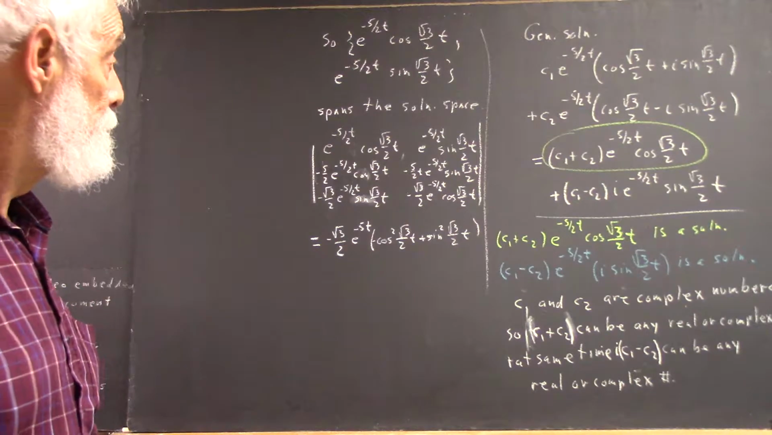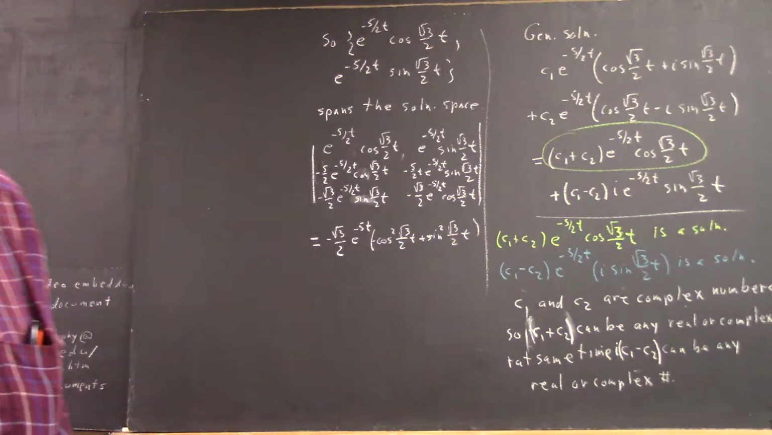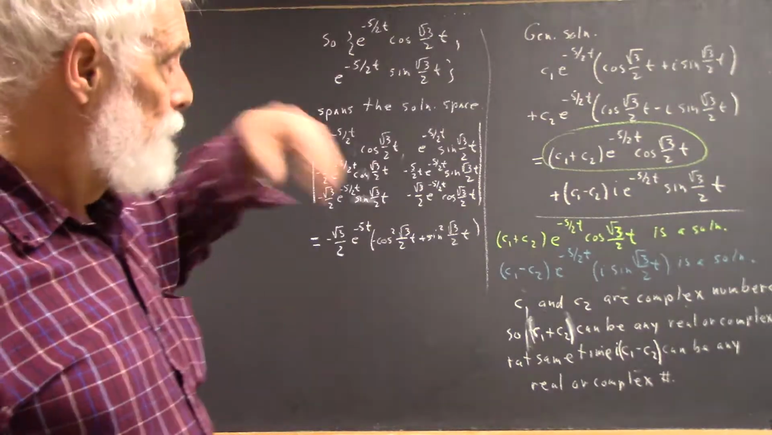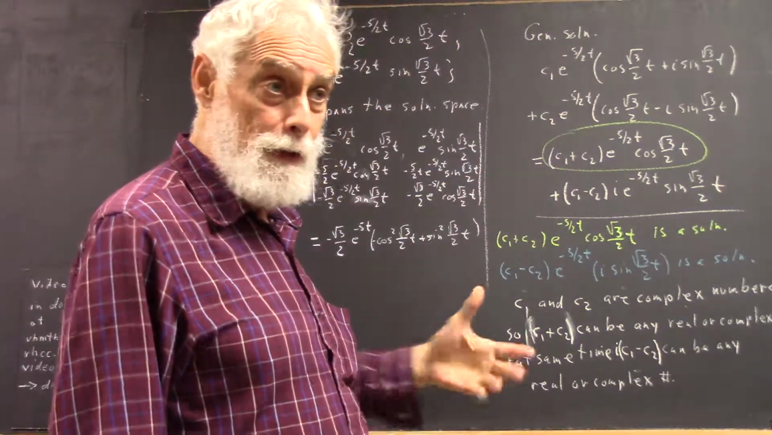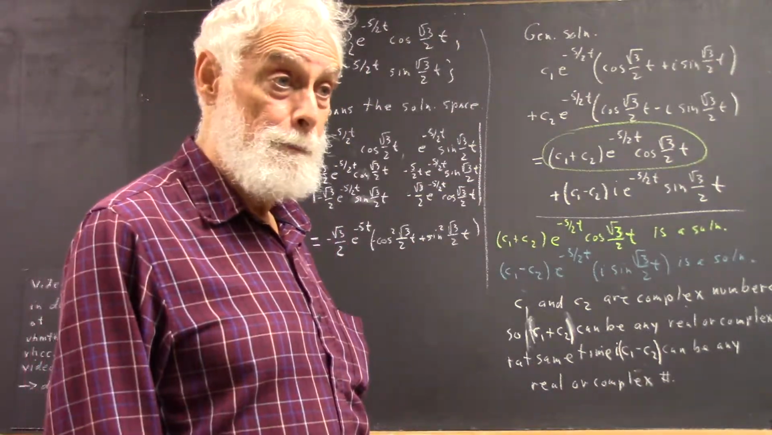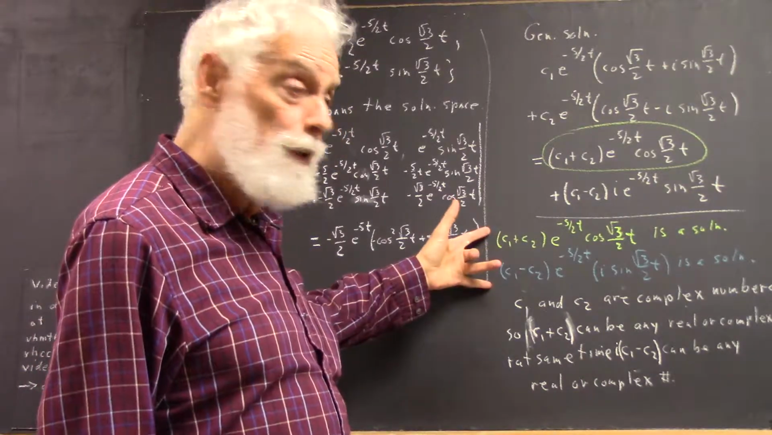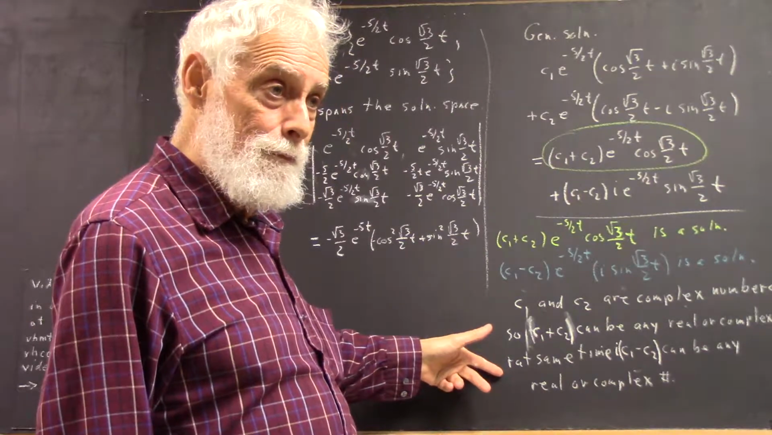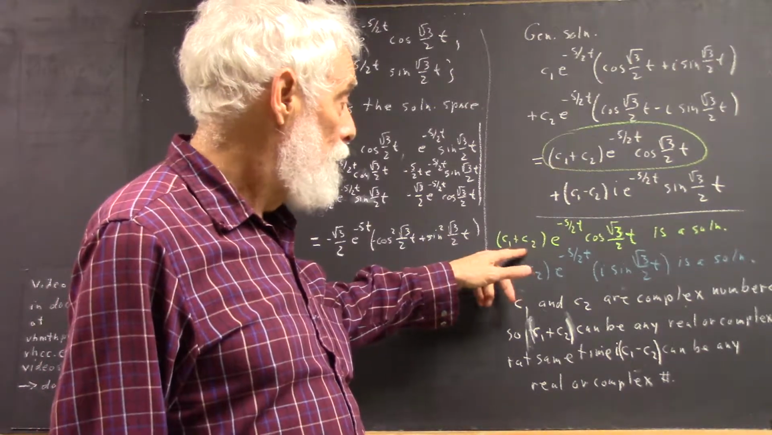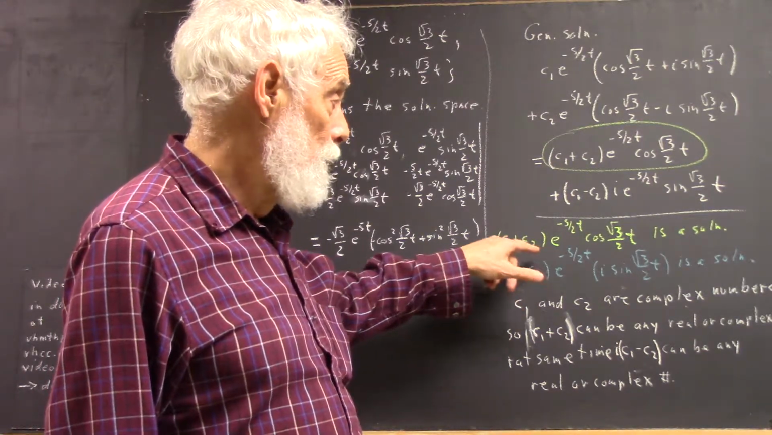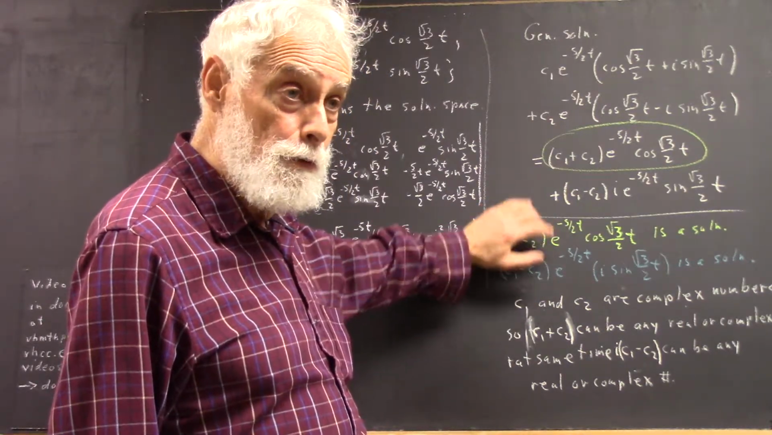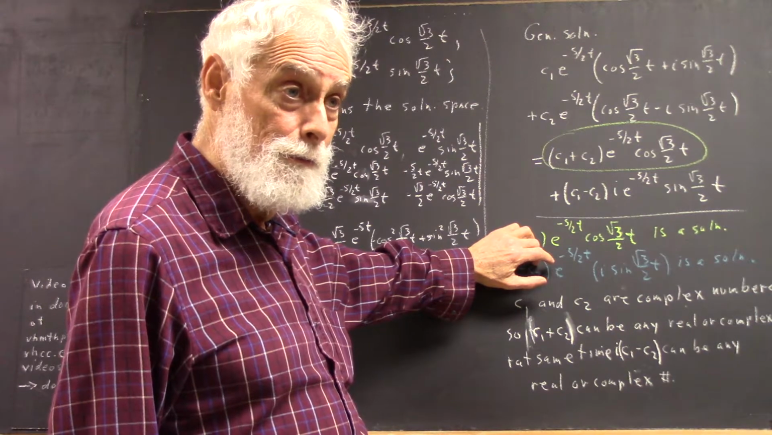Okay, anyhow. So, main thing you need to see is that if we use this method with the Euler identity, we get down to something like this that gives you arbitrary constants, real or complex, in front of this term and in front of this term. And these are linearly independent solutions.